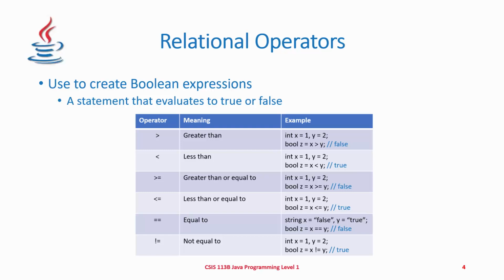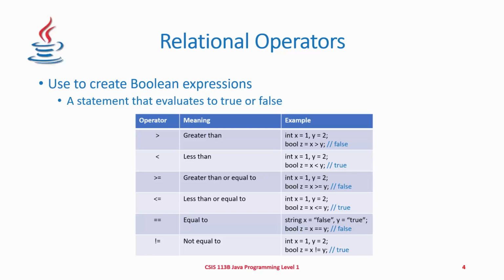The next operator, less than or equal to, checking to see if it's less than or the same as in value. So with our x being 1, y being 2, we're checking to see is x less than or equal to y, and of course x is less than y, and so that is true. That becomes the value assigned to z.